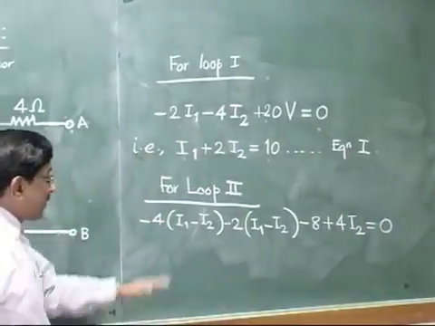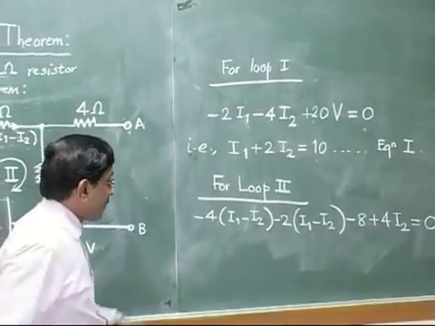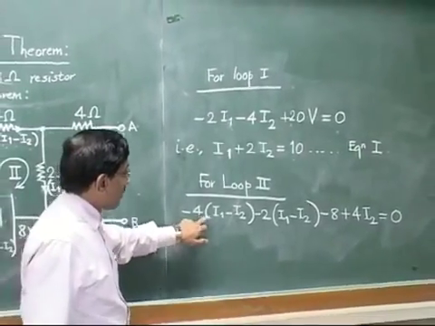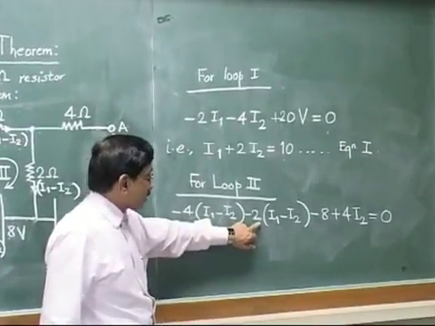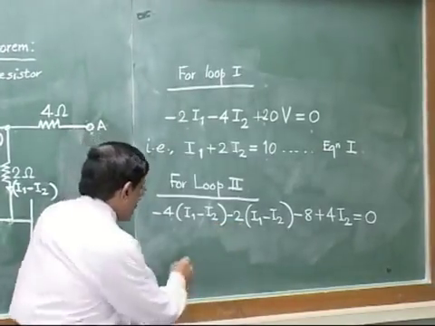Again, next step, make it simpler. So I1 terms, minus 4I1 minus 2I1 will be minus 6I1. So minus 6I1.